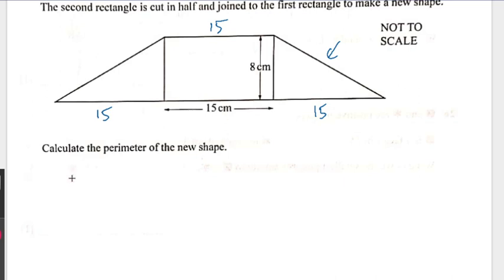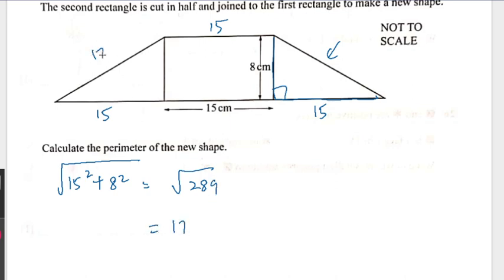So we can use the Pythagoras theorem to find that, because we know that this is a right angle triangle. Okay, so that is the hypotenuse. So we can use Pythagoras theorem. 15 square plus 8 square. If you press this, you should get 289. Square root this, you will get 17. So therefore this is 17.